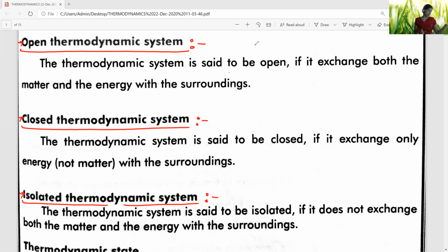An isolated thermodynamic system does not exchange both matter and energy with the surrounding. If you remember one thing, it is possible to tell another. An open thermodynamic system can exchange both matter and energy, but a closed system exchanges only energy and not matter with the surrounding. An isolated thermodynamic system does not exchange either matter or energy with the surrounding.